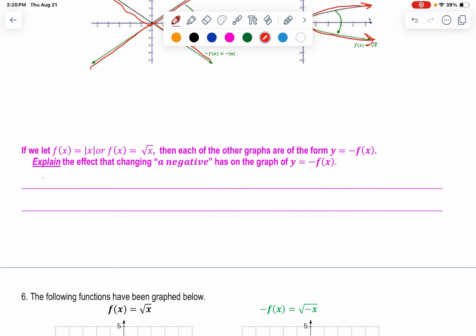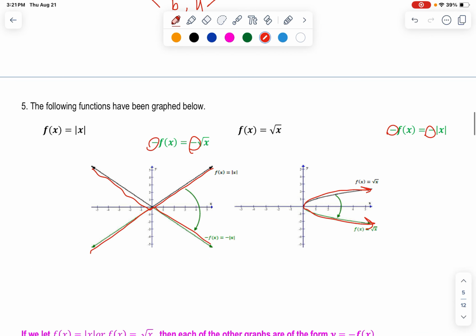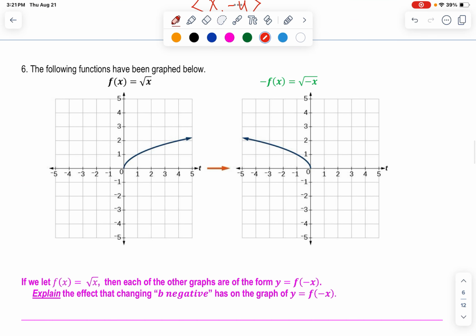So we're going to say vertical reflection, or in other words, reflection about the x-axis. Okay. So what would you do for a vertical reflection for vector form? X stays the same, and you would take the opposite of the y value for a vertical reflection, right? And one more left, and that is a horizontal reflection.